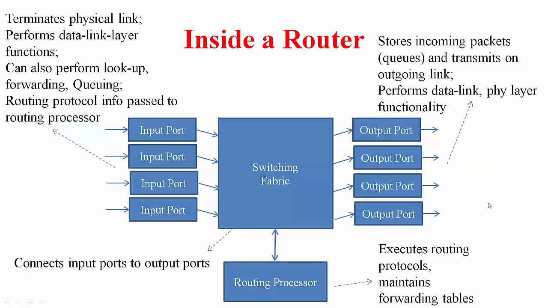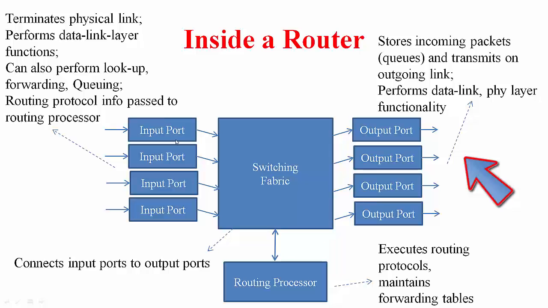So here is the block diagram of the router. It is basically made up of 4 parts: input port, switching fabric, output port and routing processor. An input port basically terminates the physical link. It performs the necessary link layer functionalities. In more recent routers, the table lookup, that is looking up the forwarding table to decide which output port the incoming packet has to be forwarded to, is also performed at the input port. It can also queue packets in case the switching fabric is busy, and not only that, the routing protocol information that is received is passed from the input ports to the routing processor for further processing.